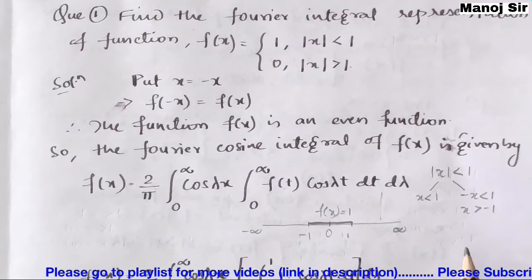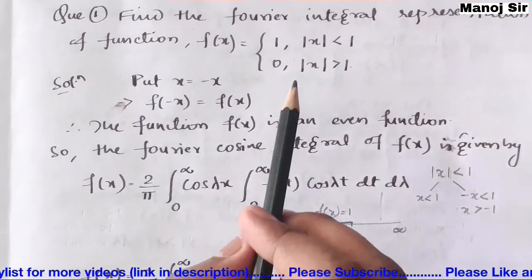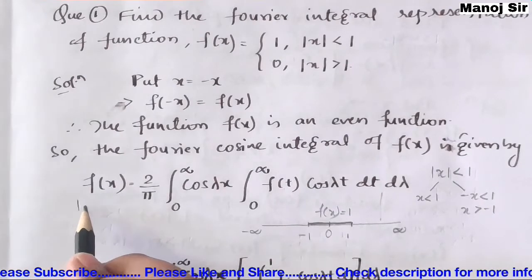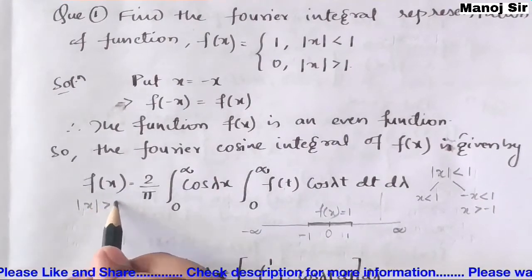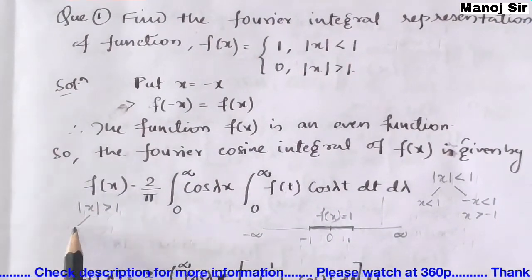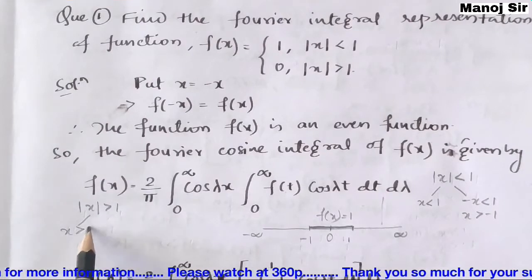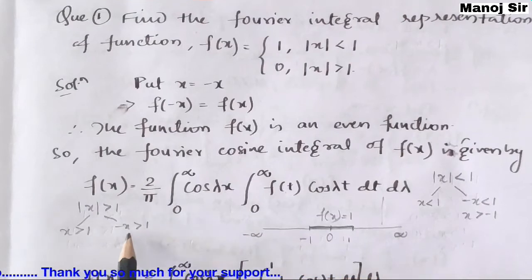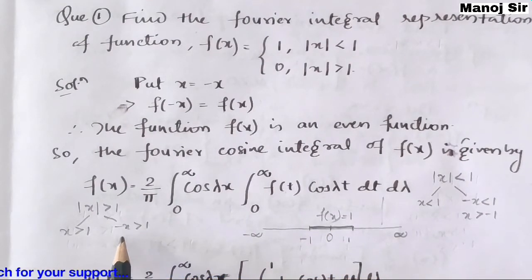Now coming to the second part, that is mod of x greater than 1. Let me show this here, that is mod of x greater than 1. Now let's say this is positive, that is x is greater than 1, and let's say it is negative, that is minus x greater than 1. Now again multiply negative both sides, you will get x less than minus 1.